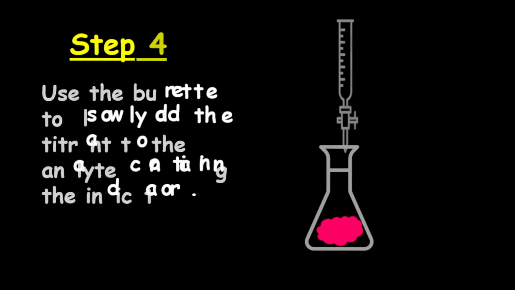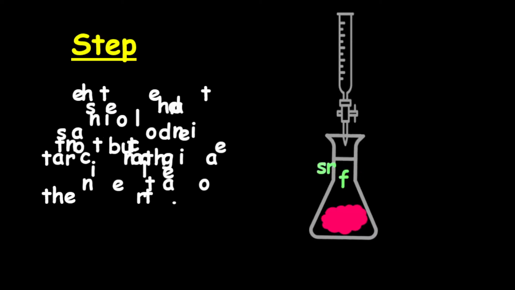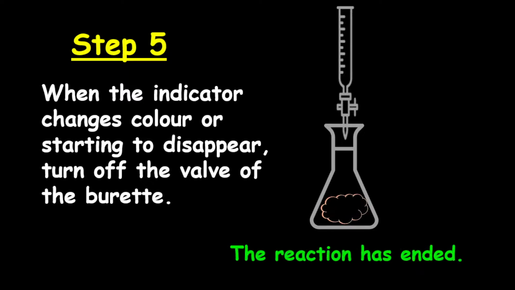Your next step is to use the burette to slowly add the titrant to the analyte containing the indicator. Also, you should stir the flask to ensure even mixing and proper reaction. Again, you should do this uniformly and slowly. Your next step is to look carefully at the indicator, and when the indicator changes color or starts to disappear, you should turn off the valve of the burette.